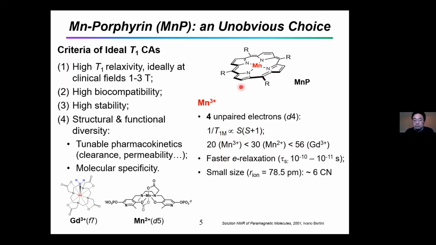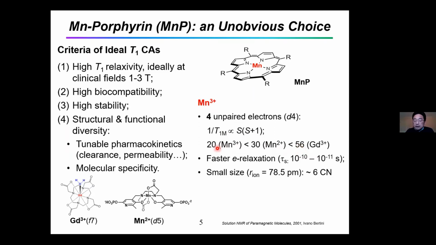So if you have a spin number of 4 in this case, or half of the 4 too, you would predict that for manganese 3+, if everything else is a similar situation, the relaxivity would be significantly less than manganese 2+, which has 5 unpaired electrons. So 5 times 5 plus 1, 6, is 30. Here, 4 times 5 is 20. For gadolinium, you have 7 unpaired electrons, so you get 56.